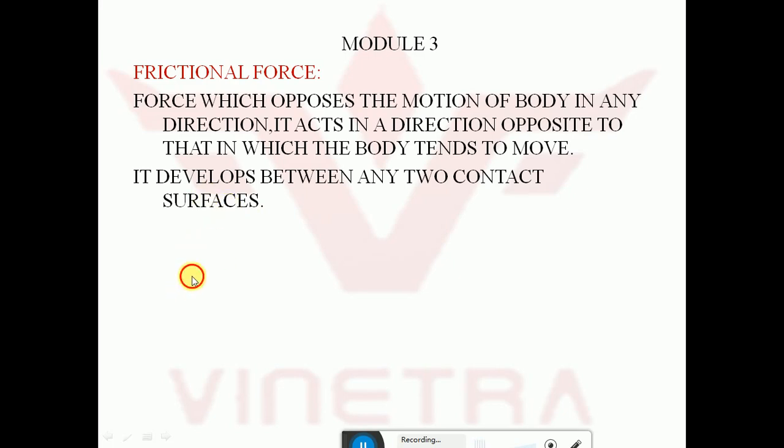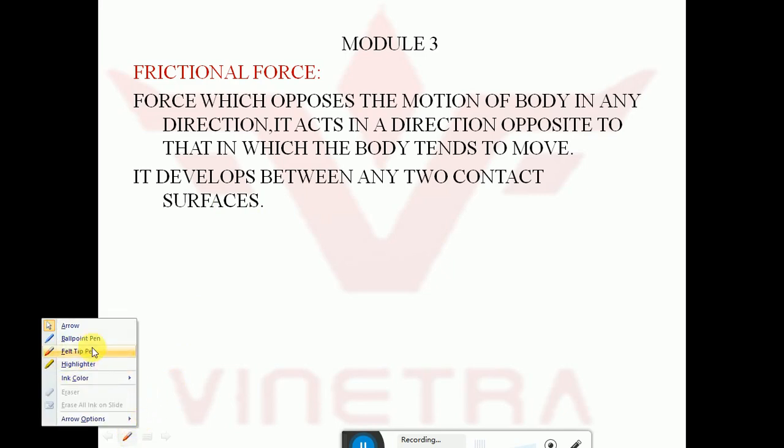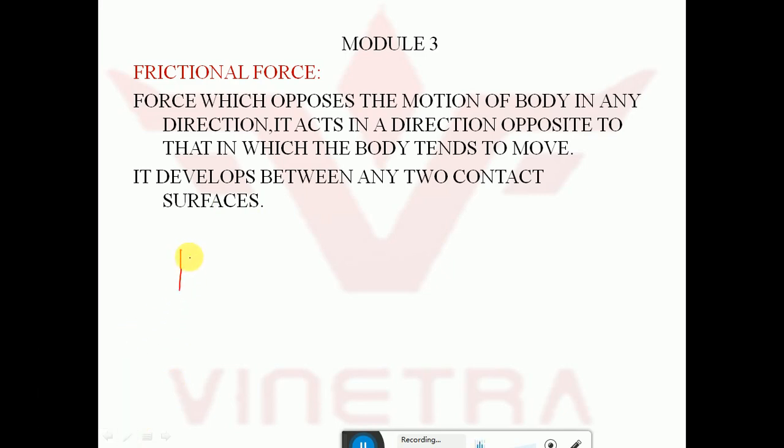So let us take a table, over which a square box is placed. This is the square box having weight W. Because the table is a support, a support reaction develops here. I will call that support reaction R. This is the self weight acting downward, and the support reaction develops upward.